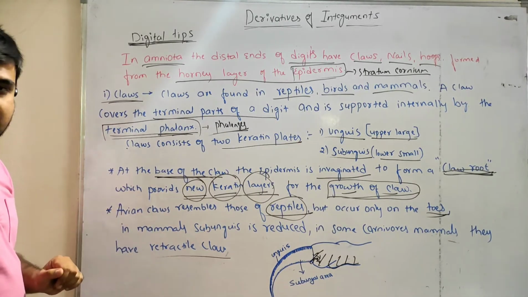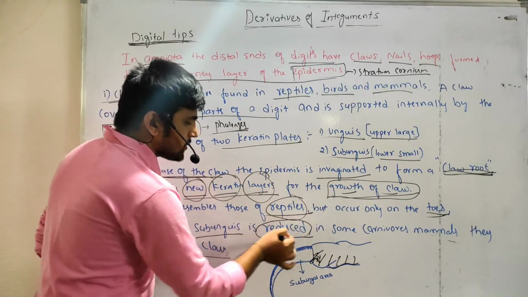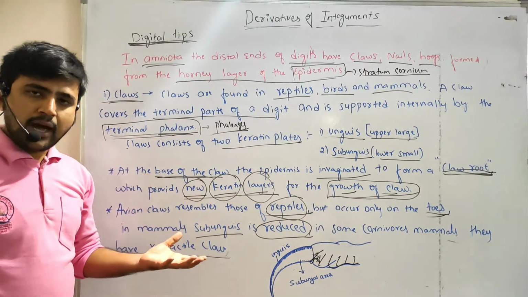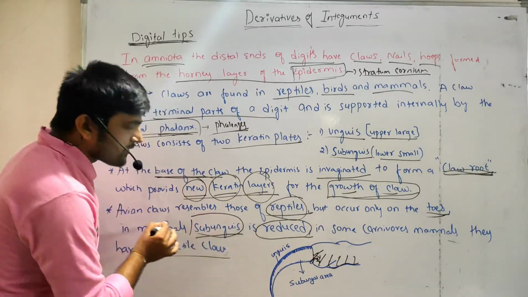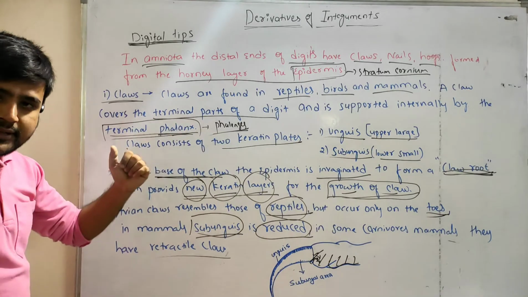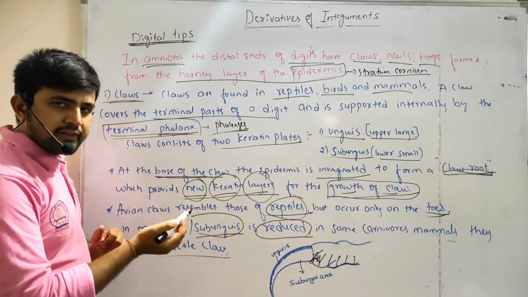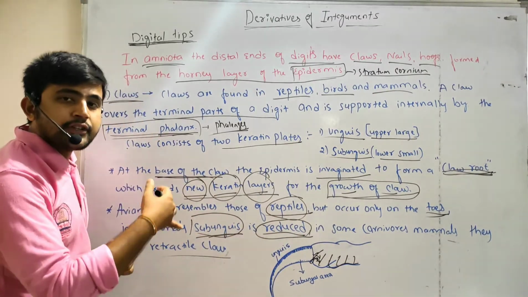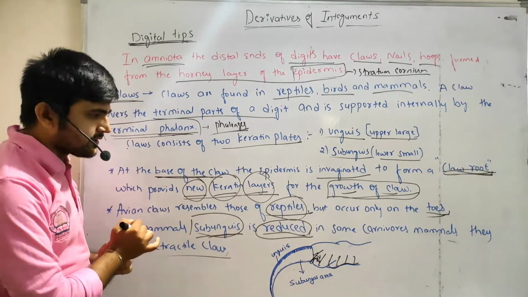In the case of mammals, the subanguis is reduced, right? If you take a mammal as an example, the subanguis is comparatively reduced as compared to reptiles. We know that the claw is made up of anguis and subanguis. Here the subanguis is reduced, in the sense that the anguis is developed much more than the subanguis, right?